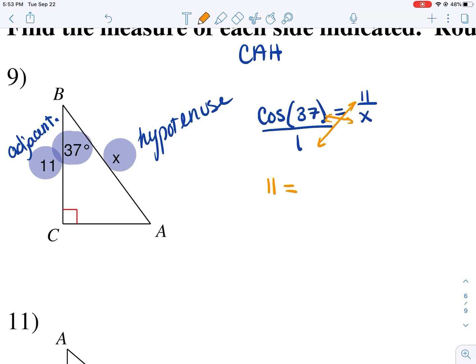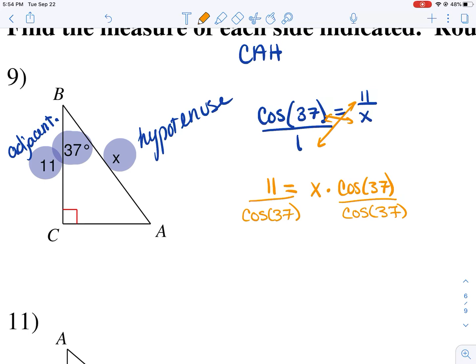1 times 11 is 11. Cosine of 37 times x is x times the cosine of 37. I'm purposely leaving it as the cosine of 37 right now because I want to keep my answers exact, and if I change that into a decimal, I no longer have an exact answer, okay? I'm estimating, which can be okay for some purposes, but for right now, let's keep it exact. So if it's x times the cosine of 37 and I want to solve for x, then I need to divide by the cosine of 37, and I'm going to do that on both sides.